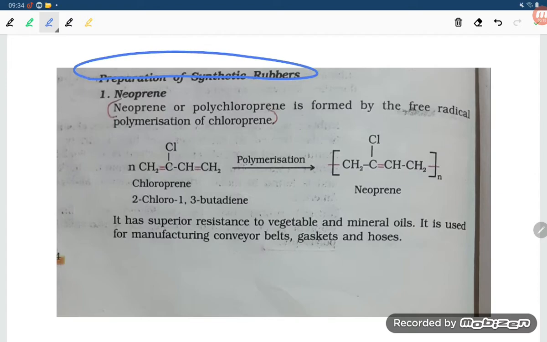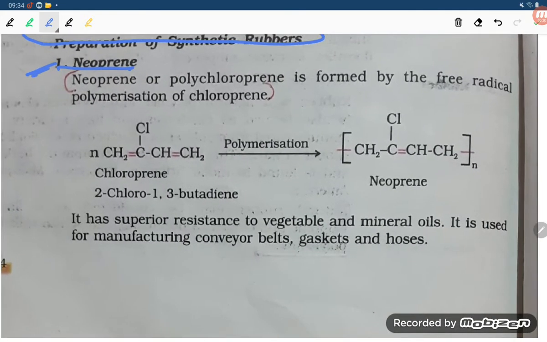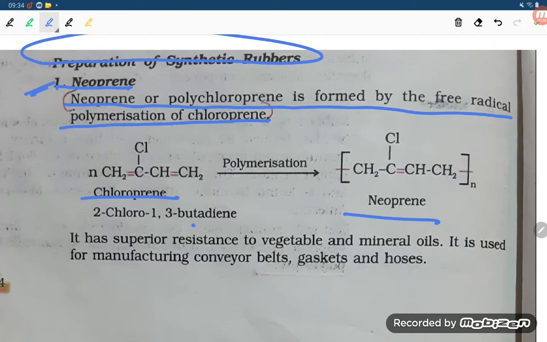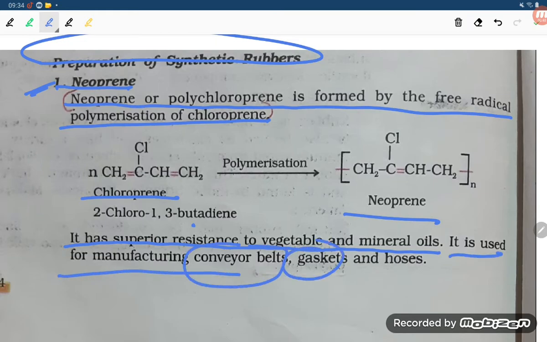Preparation of synthetic rubber. So the first rubber is neoprene. Okay, neoprene is a synthetic rubber, students. Neoprene or polychloroprene is formed by the free radical polymerization of chloroprene. This is chloroprene, or you can say 2-chloro-1,3-butadiene. It is polymerized to give neoprene. It has super resistance to vegetable and mineral oil. It is used for manufacturing conveyor belts, gaskets and hoses. So these are the applications.